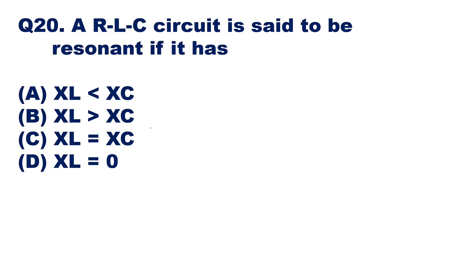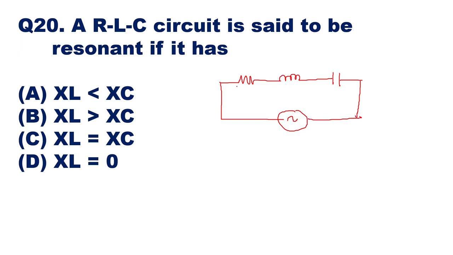A RLC circuit is said to be resonant if it has. So if you remember the RLC circuit, we'll have R, L and C in the circuit, okay? And this will be excited with an AC supply of certain frequencies. Now here, this is R, this is L, this is C, and this is your input voltage. So this will be the AC voltage. Now here, at different frequencies, when you tune the circuit, the current starts flowing.